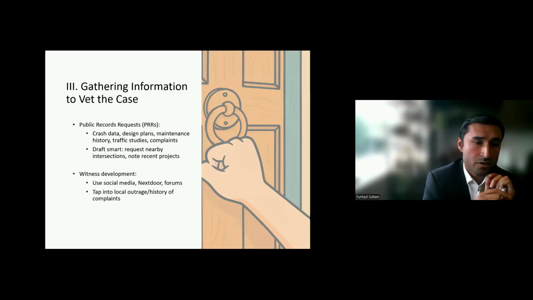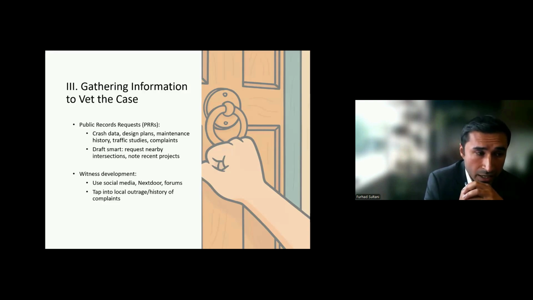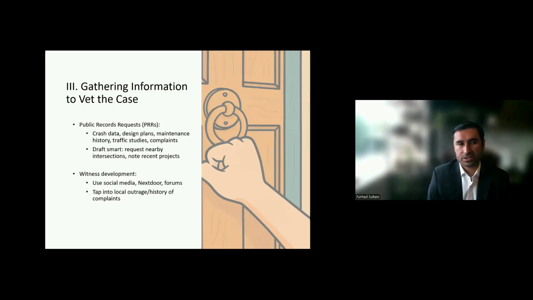I say draft smart. We know that public records requests are taking longer than ever to get. So you want to be broad, but at the same time, you want them actually to relate to your collision. So requesting nearby collision and crash data and traffic studies is important. Maintenance requests for nearby intersections, but don't go too broad. And like I said, note recent projects because that might change how an intersection operates.